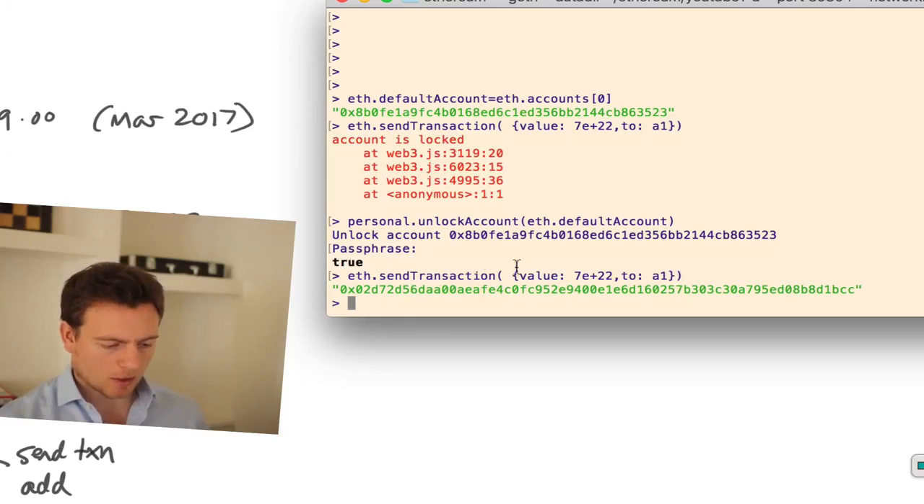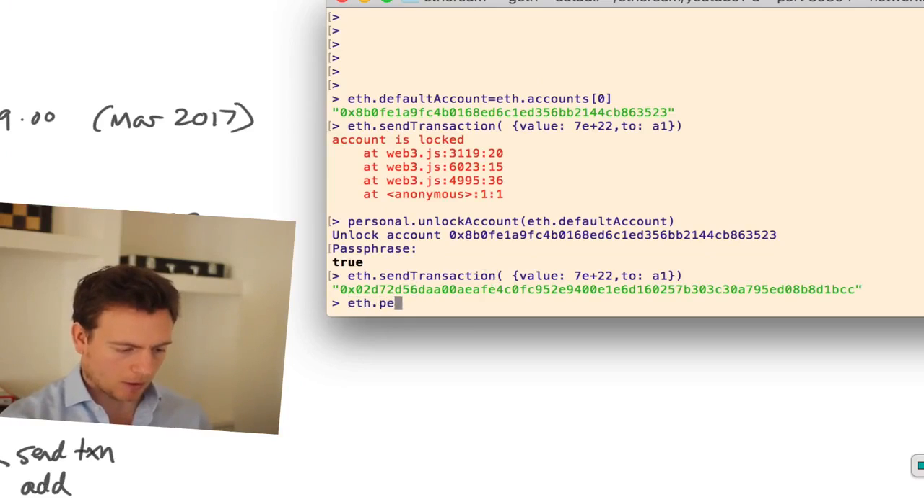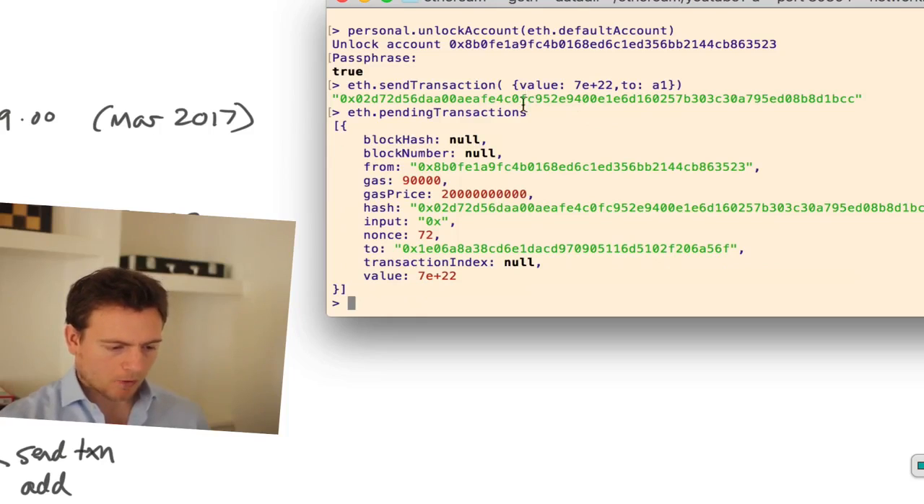So I sent this transaction here, right? So if we do eth.pendingTransactions. So here's the simple command, right? So eth.sendTransaction, and I'm just creating a very simple message, which is the transaction body, which says give an enormous amount of the wei, right, to A1, right? And so let's see what's inside this actual transaction.